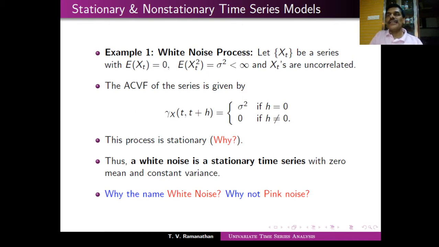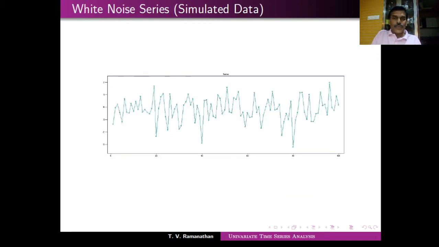In the case of other colors, the frequencies are going to be different, whereas in the case of white light, the spectrum has equal frequency. So this is the reason. Of course, you can find out more detail about why we call it white noise, but the name is not very important. What you can see is that it is a zero mean, constant variance, uncorrelated process. If you have a sample simulated from a white noise, it looks like this. This is very close to the IID kind of setup.